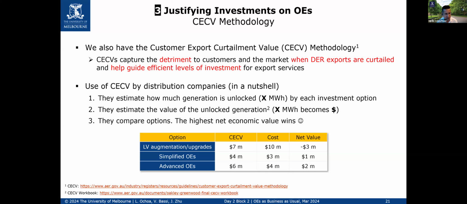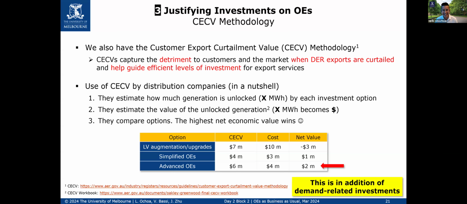Now, what if you go for advanced operating envelopes? Might be more expensive because it's advanced, more sophistication, more data, I don't know. But you are unlocking more generation. So you're unlocking, in this case, 6 million, but the cost is a little bit higher. However, 6 minus 4 is still 2, which is a net value much higher than simplified operating envelopes. Now, I hope that with that, I illustrate. And of course, why would you pick the higher net value? And that's it, really. That's how you justify in a regulated period investment related to exports, to facilitating exports, right?